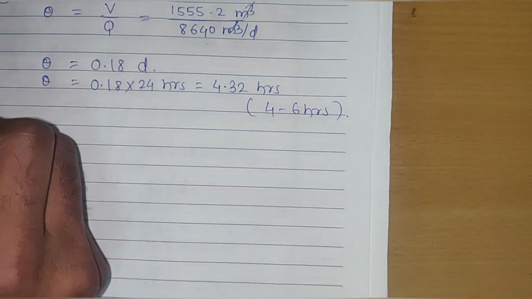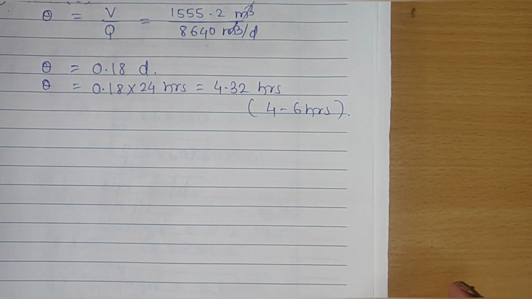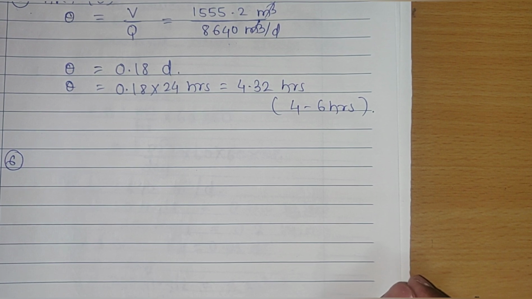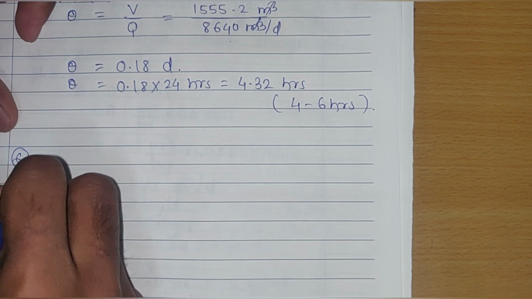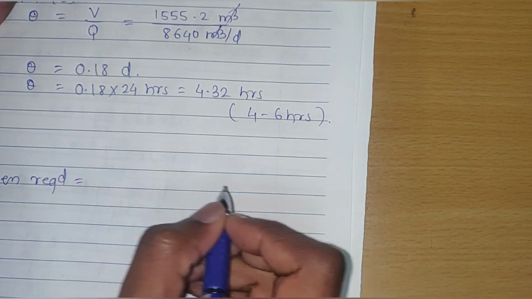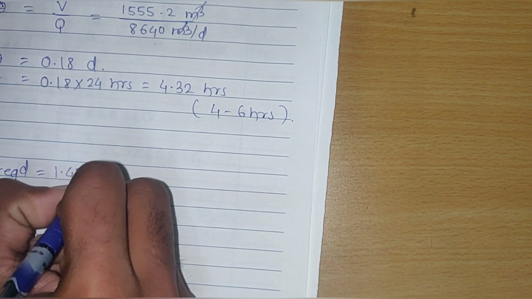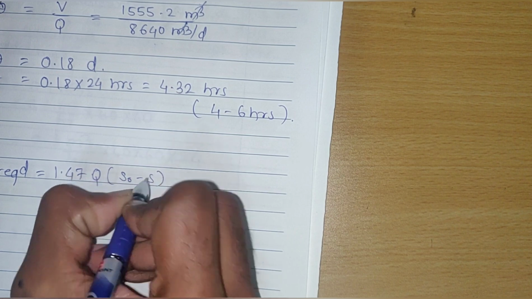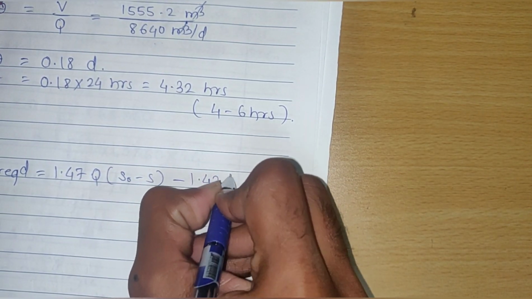Next, 6th step is oxygen requirement. We have to find the oxygen required for the activated sludge process. The oxygen required can be given by its formula: 1.47 into Q into S0 minus S, minus 1.42 into Px.